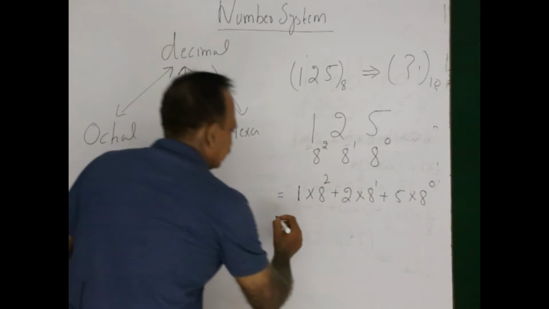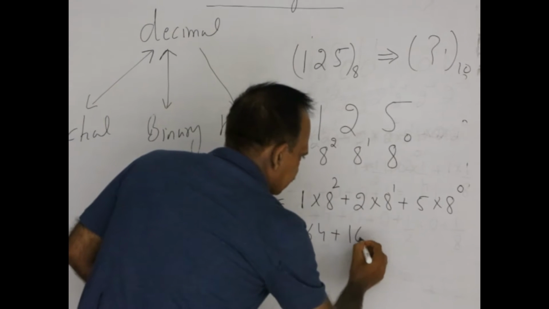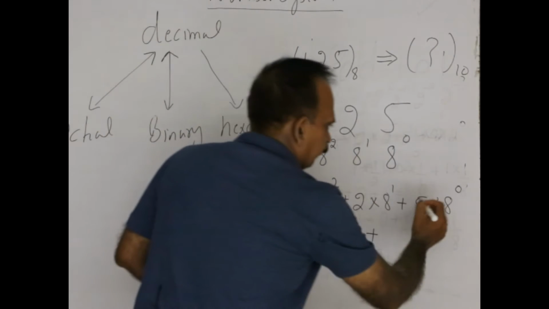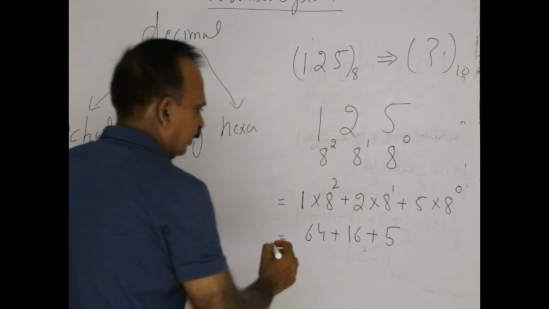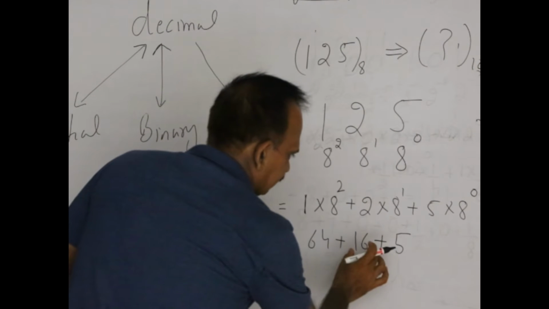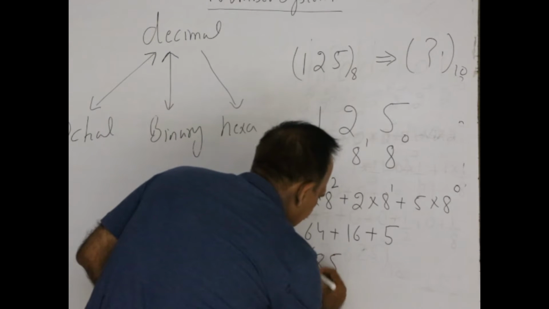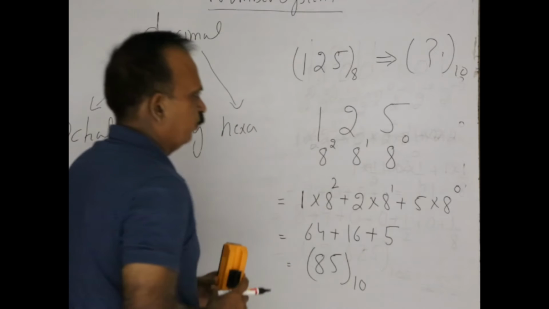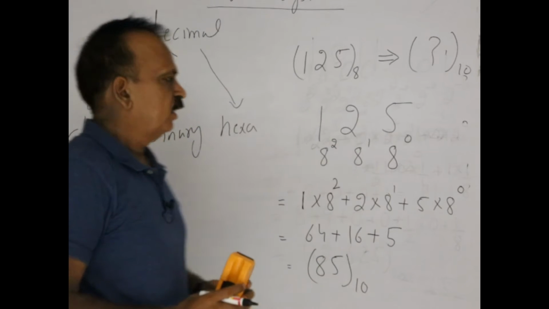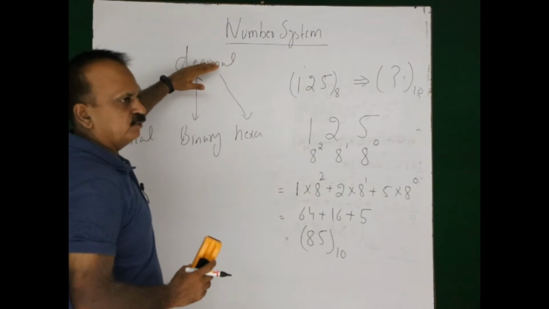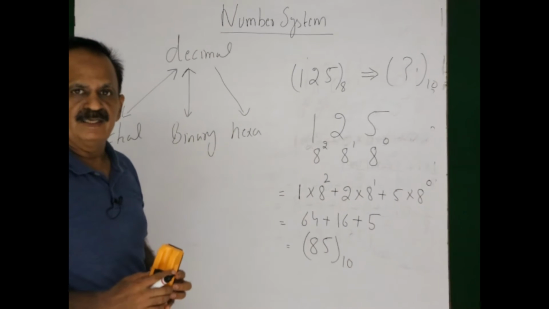This is 8 raised to the power 2, 64, plus 8 into 2, it is 16, plus 5 into 1, this is 5. Right? And this comes out to be 64 plus 16, this is 80, and plus 5, the number is 85. This is the decimal number which is equivalent to the octal number 125. So from binary to decimal I use 2. From octal to decimal I used the base of the number system, 8.